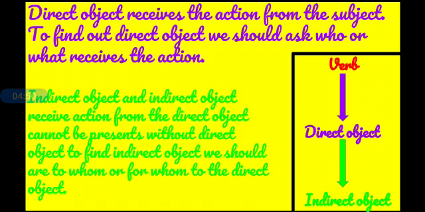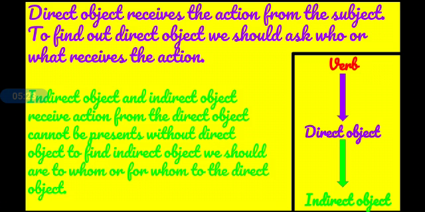Now let us know about direct and indirect objects. What is the direct object? The object which would receive action directly from the verb. So this direct object receives action from the verb. So it is the receiver of the verb directly. That is called the direct object. The direct object receives the action from the subject. To find out the direct object, we should ask who or what receives the action.